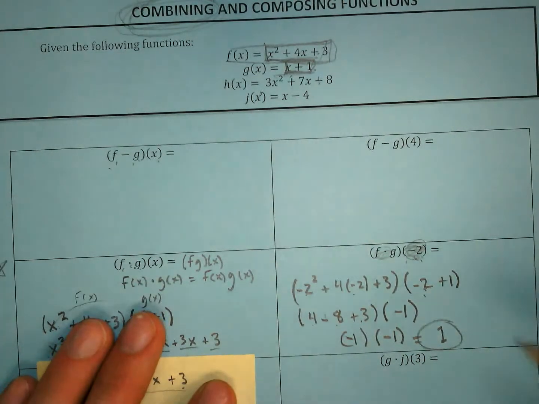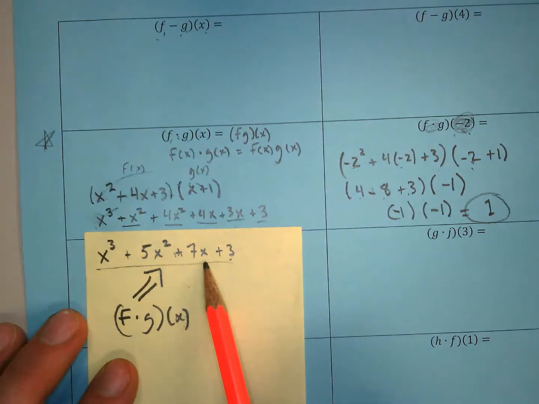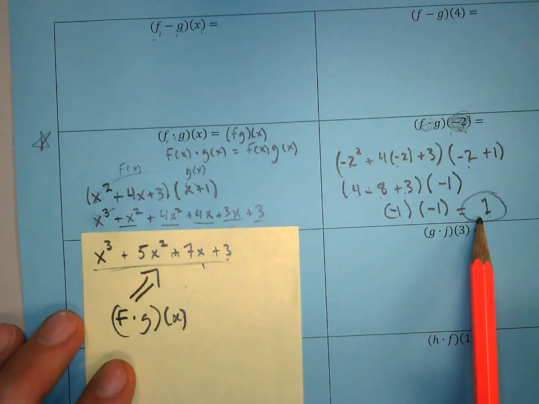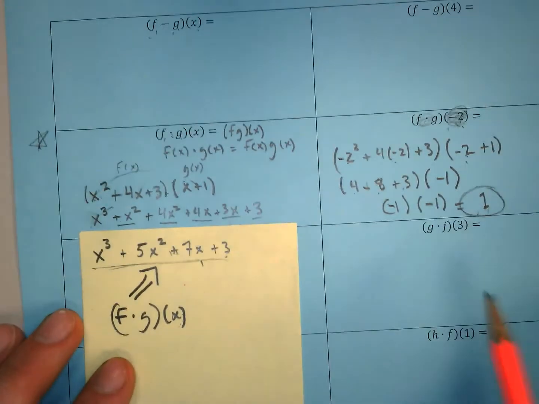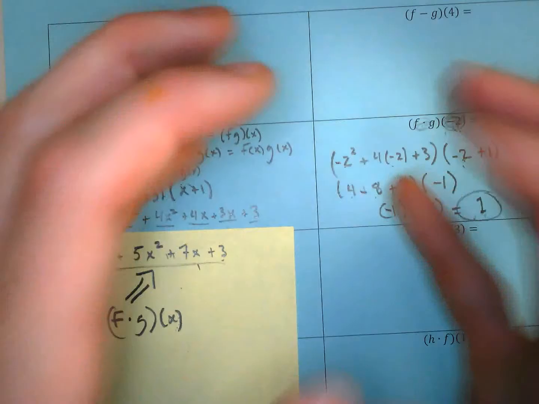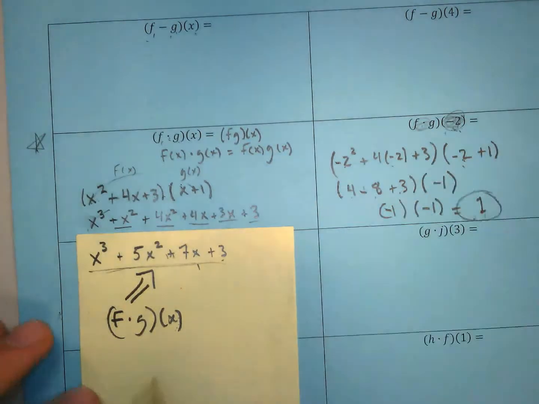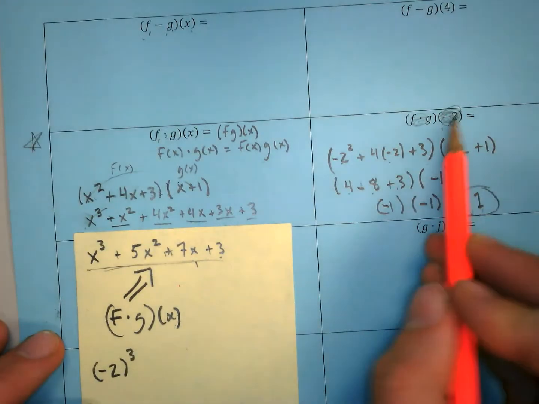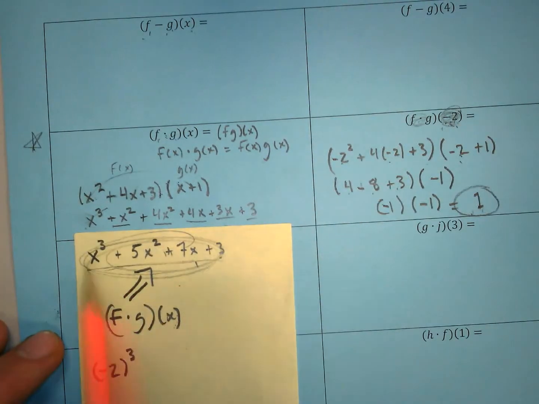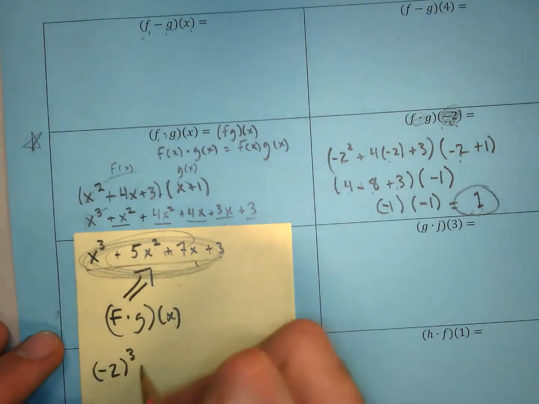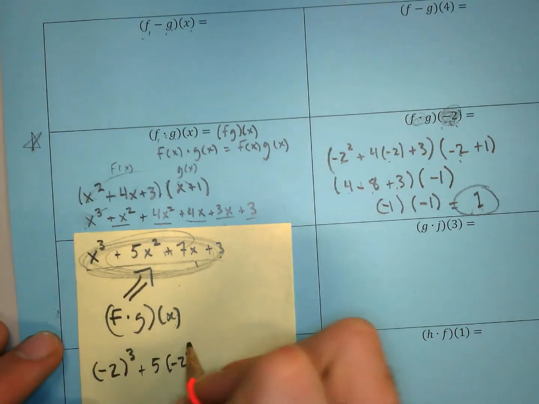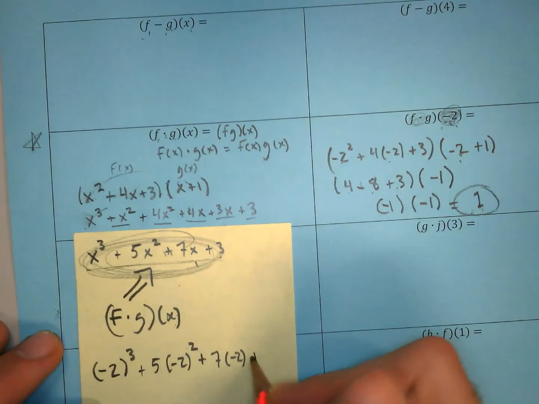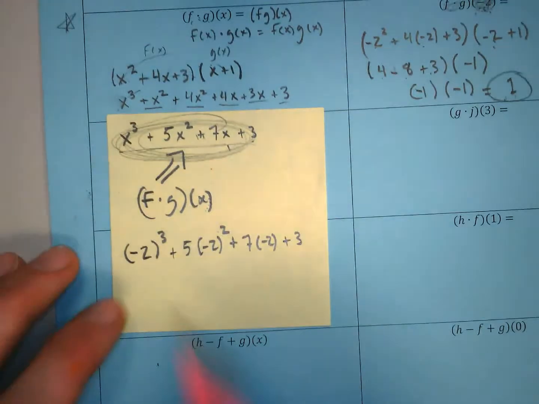We better get a positive 1 here. When we plug in negative 2 into this, we better get a positive 1 also. Otherwise, Mr. Mailhot made a mistake. This is where it's nerve-wracking. Are we actually going to do it? Here we go. Negative 2 to the third. I'm plugging in negative 2 into (f times g)(x), this stuff. Plus 5 times negative 2 squared. Plus 7 times negative 2. Plus 3.